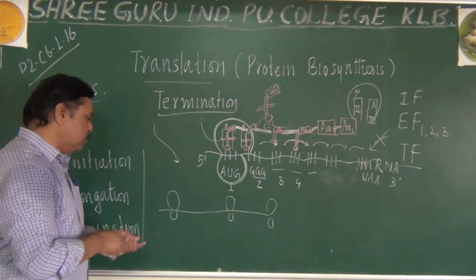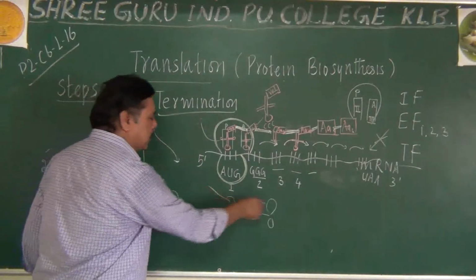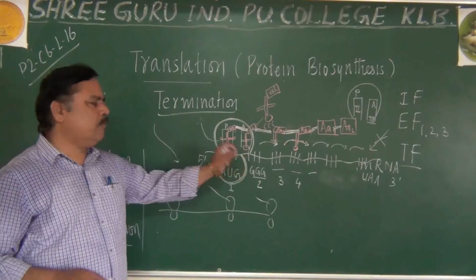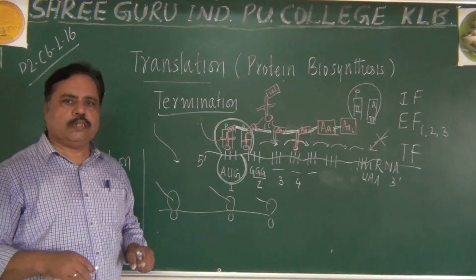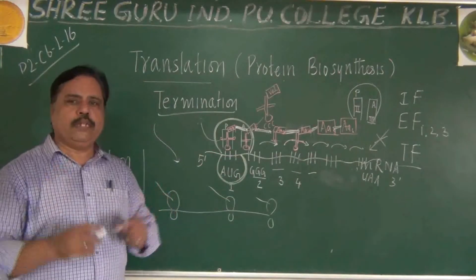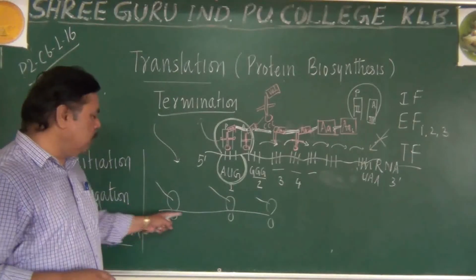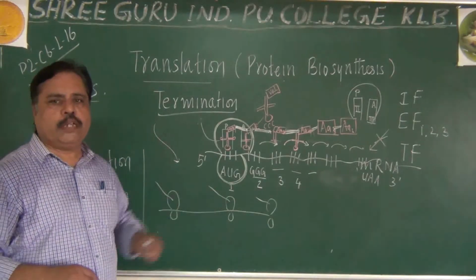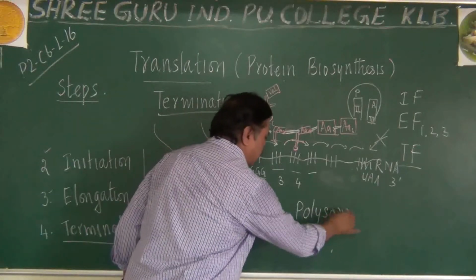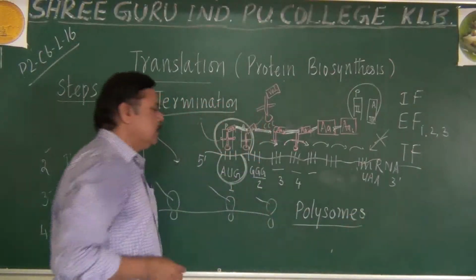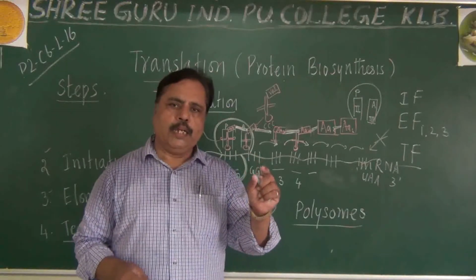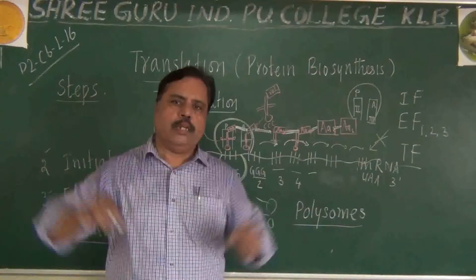Of course, all of them will produce the same polypeptide. This is one polypeptide, the same polypeptide chain they will produce. There won't be change. Suppose I want 5 beta chains, there will be 5 ribosomes binding with the mRNA. So when a single mRNA is bound by many ribosomes, that condition is called a polysome. You might have heard this word in the first year also. The word polysome refers to the binding of many ribosomes with one mRNA.